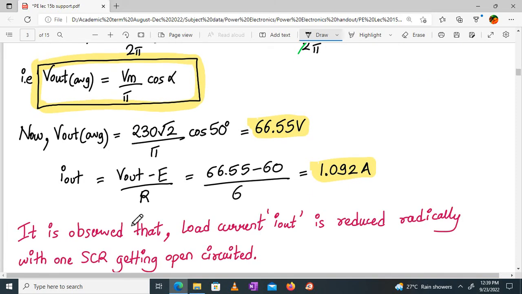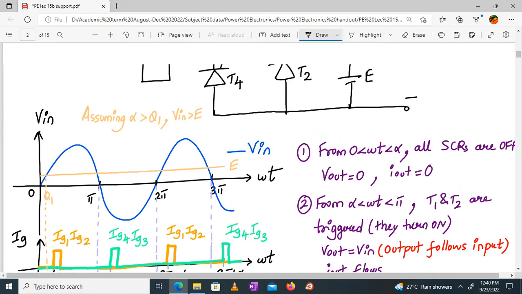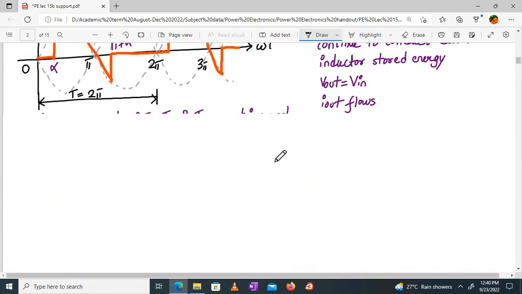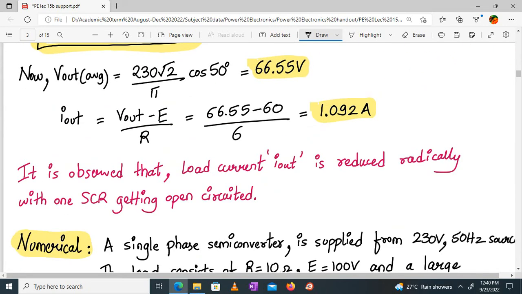Did you understand? What is this? It is a solved numerical again from PS Bimra book. It's an unsolved numerical also. Similar case. So what do we learn from this? When all the SCRs were working, what was the current? 12 ampere. If one SCR is damaged, how much is the current? Now 1 ampere. The current flowing through the load is severely affected if even one SCR is damaged.